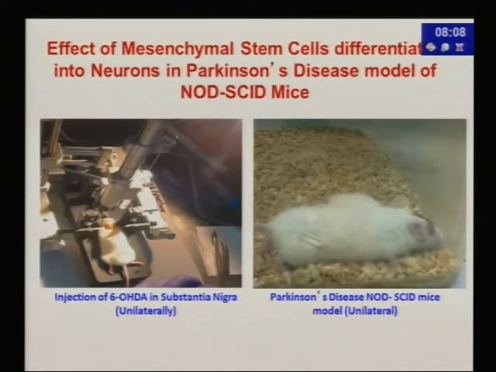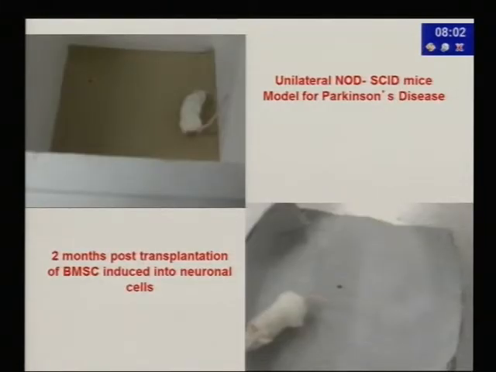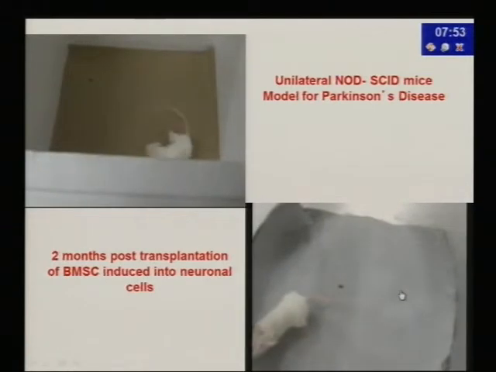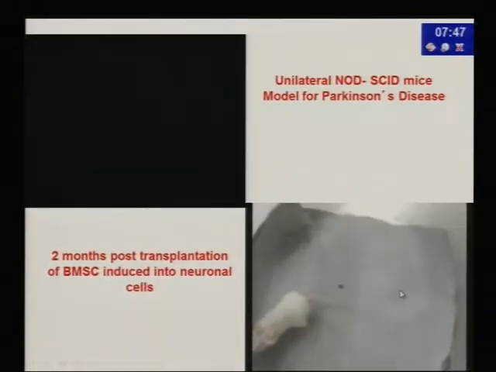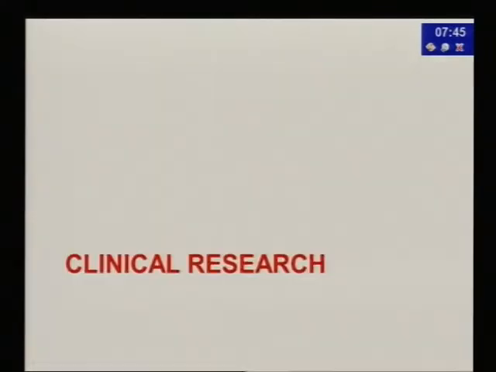So we took these cells into the animal models. This is a unilateral Parkinson model which we created in the lab. You can see here, this is a unilateral model. It is rotating to one side. And the second one, after injection, just after 2 months, the rotation has stopped and it has shown normal behavior. So this study is still ongoing. These stem cells have worked in the in vivo model.